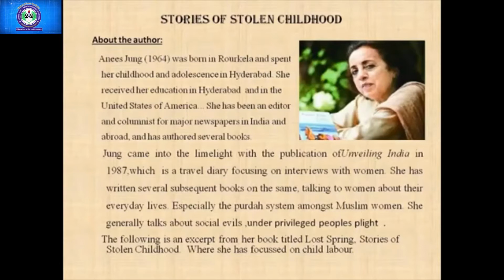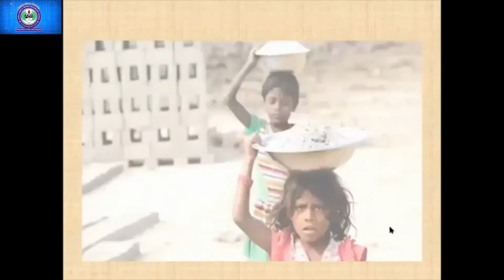Jung came into the limelight with the publication of Unveiling India in 1987, which is a travel diary focusing on interviews with women. She has written several subsequent books on the same, talking to women about their everyday lives, especially the Parda system amongst Muslim women. She generally talks about social evils and underprivileged people's plight. The following is an excerpt from a book titled Lost Spring, Stories of Stolen Childhood, where she has focused on child labor.